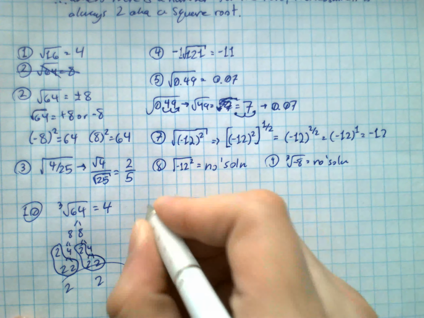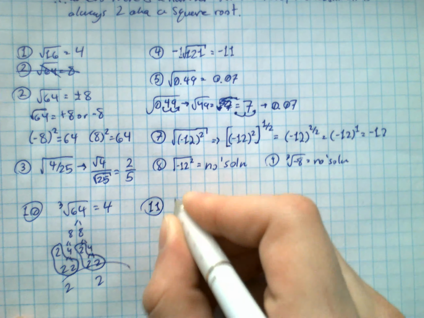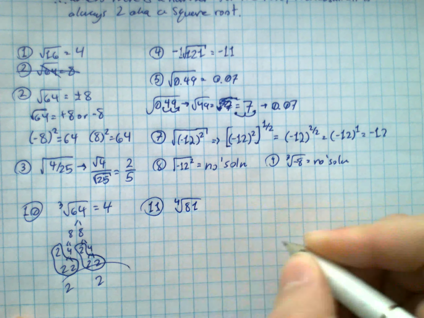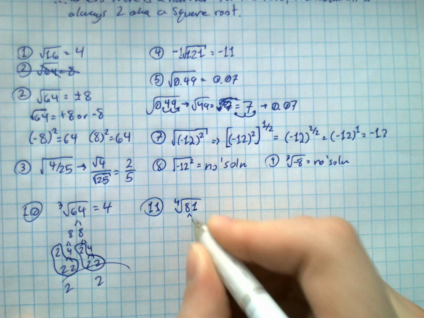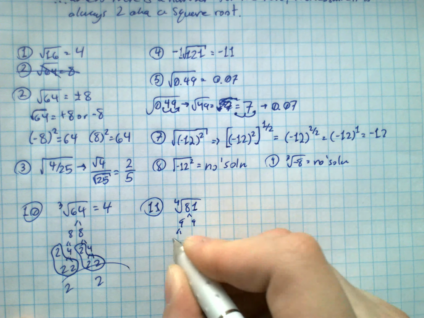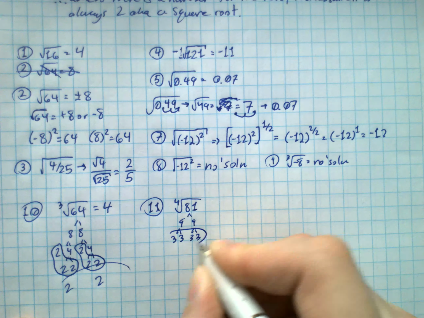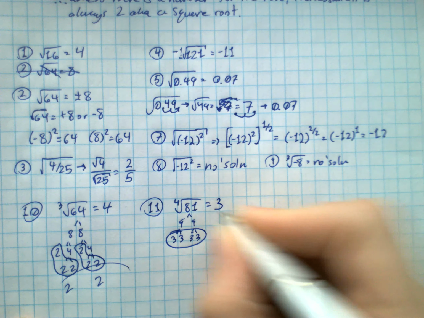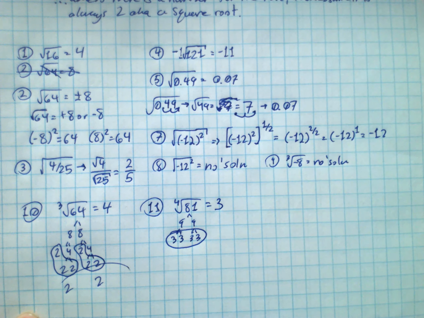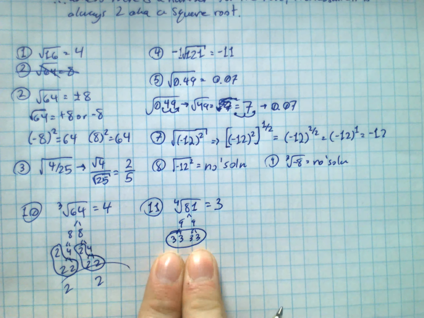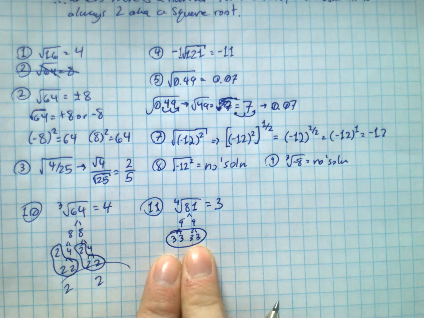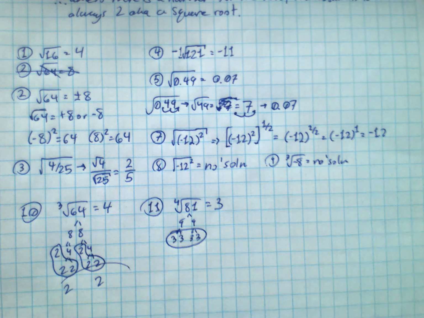Let's keep going. What about number 11? Let's do the fourth root of 81. Okay. So we'll do 9 and 9, 3 and 3, 3 and 3, 1, 2, 3, 4. 3 is my answer. Yes, it does. Just because they come off of different pairs, you could still group them. It's perfectly fine because they're contained inside the number.